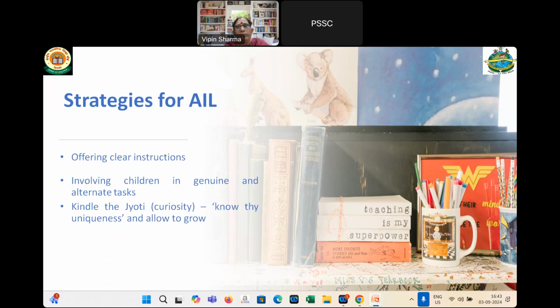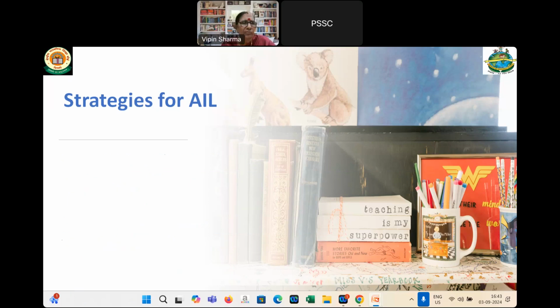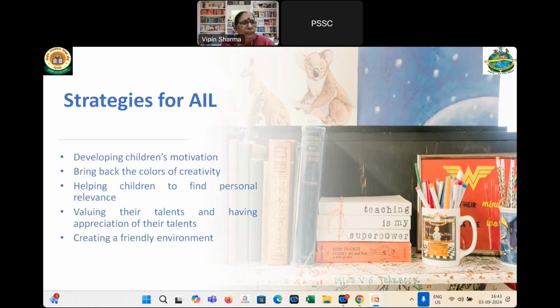Offering clear instructions, involving them in genuine and alternate tasks. Kindle a jyoti, know why uniqueness. Every child is unique. Yes, we need to tap them. We need to understand them. That is important. Let us give them time to incubate ideas. Developing motivation is important. Please keep on motivating children. Bring back the colors of creativity, helping them to find personal relevance. Value their talents. This is important.